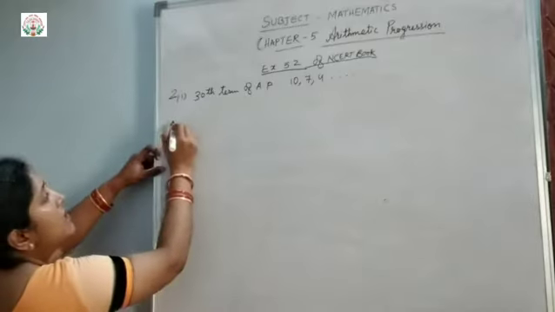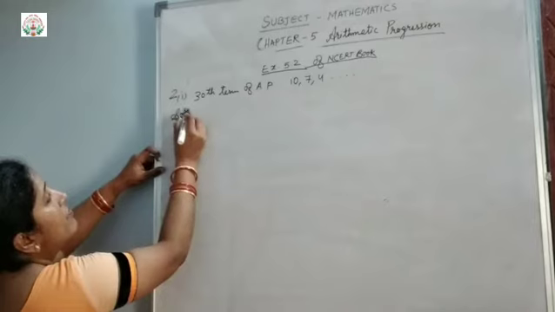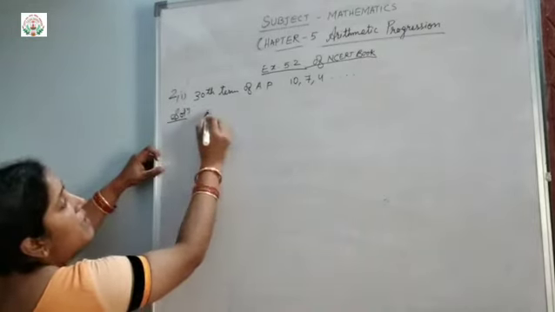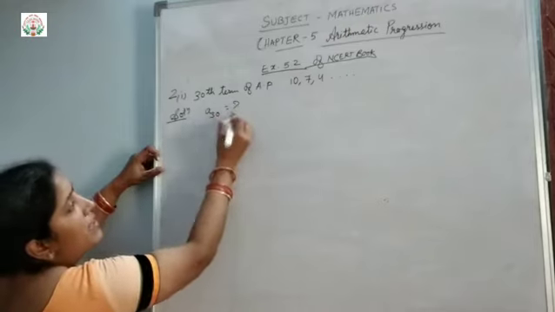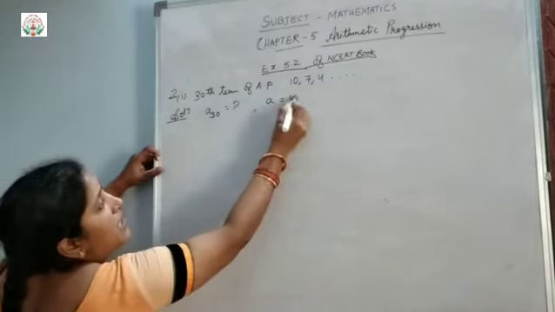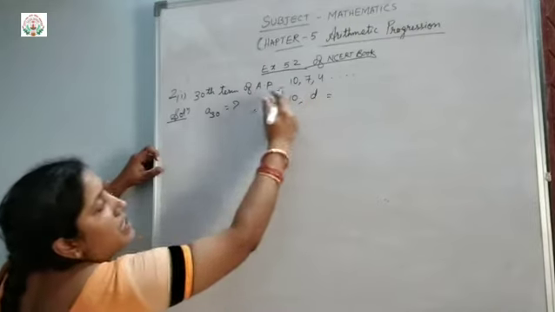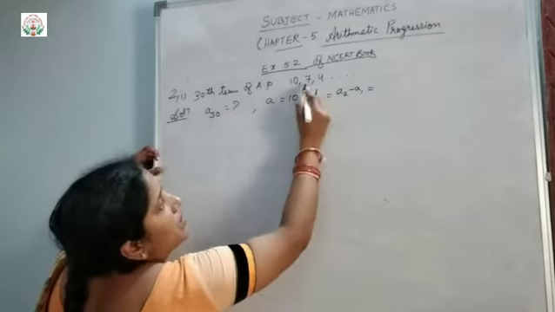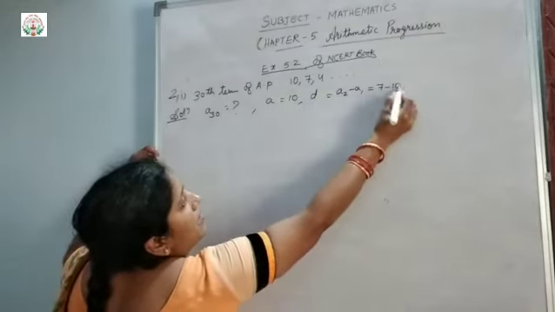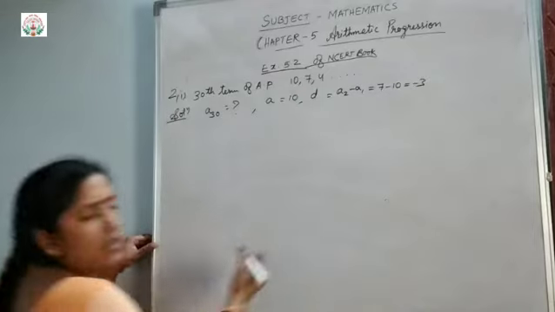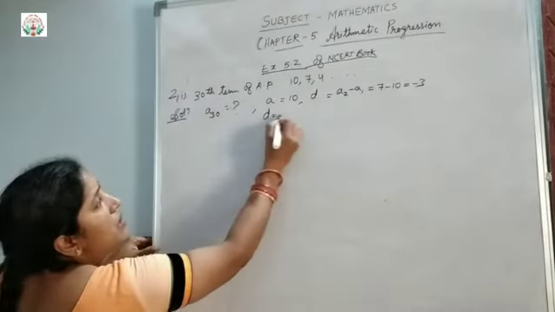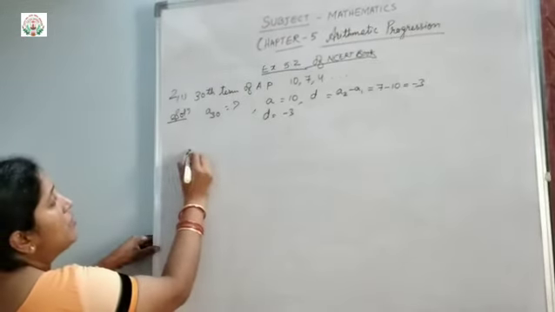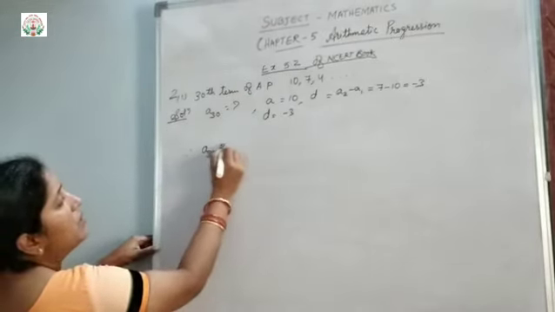So now you can see the solution. The 30th term of this you have to find, means A30. What is given? A is 10. D, how will you find? Second term minus first term, A2 minus A1, which equals 7 minus 10, which equals minus 3. So here D is minus 3.